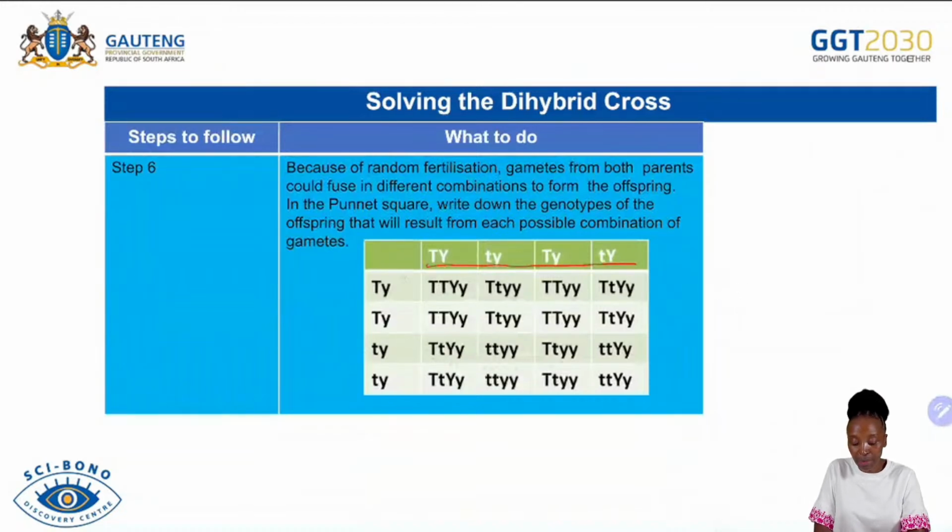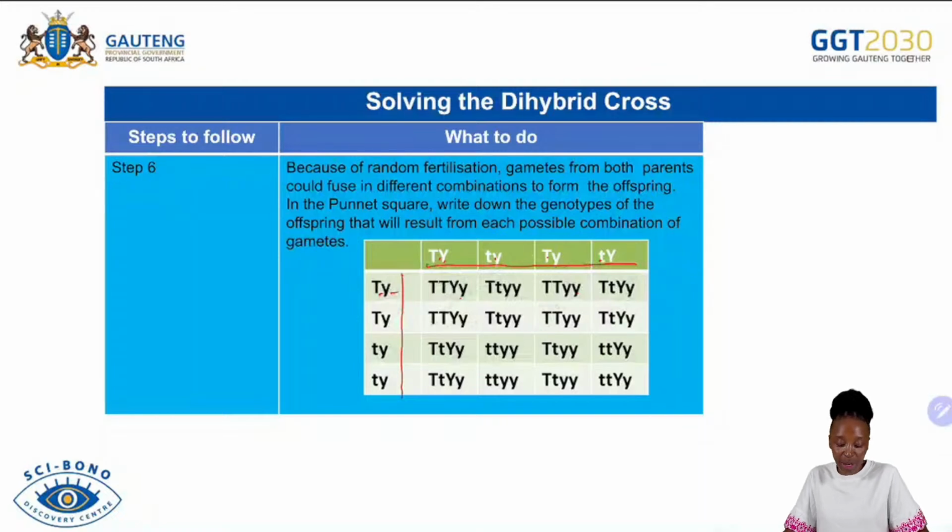So these were the initial gametes that we wrote, and then the possible offspring are, if this and that are crossed, we have big T, big Y, small y. And then if we continue with this one, it's big T, small y, small y. We have big T, small y, and then the last one is big T, small t, and big Y and a small y. Then you continue with this pattern until you have filled up all the possible genotypes.